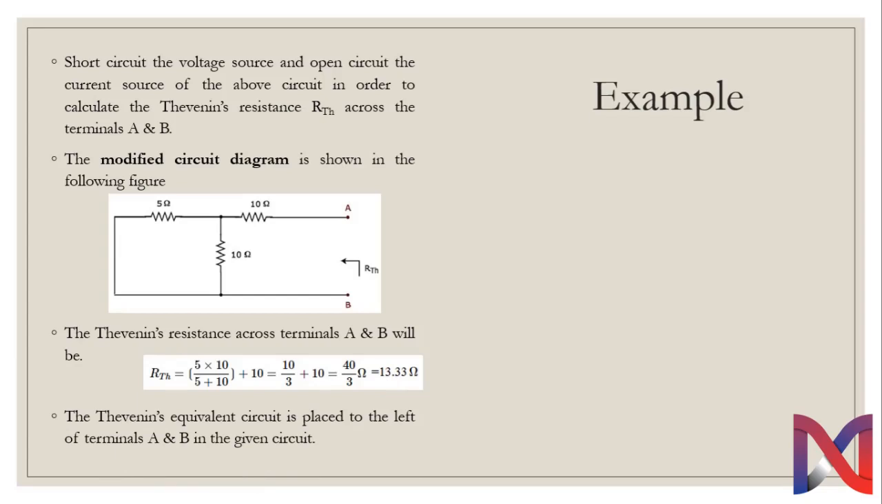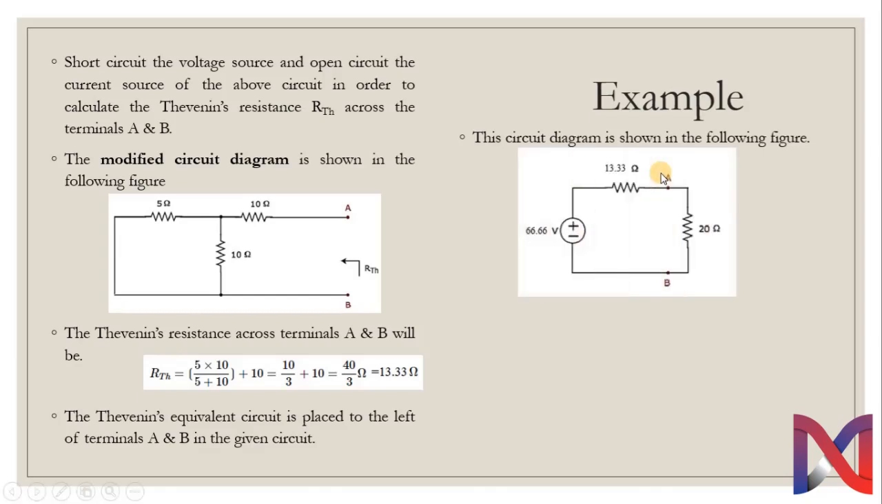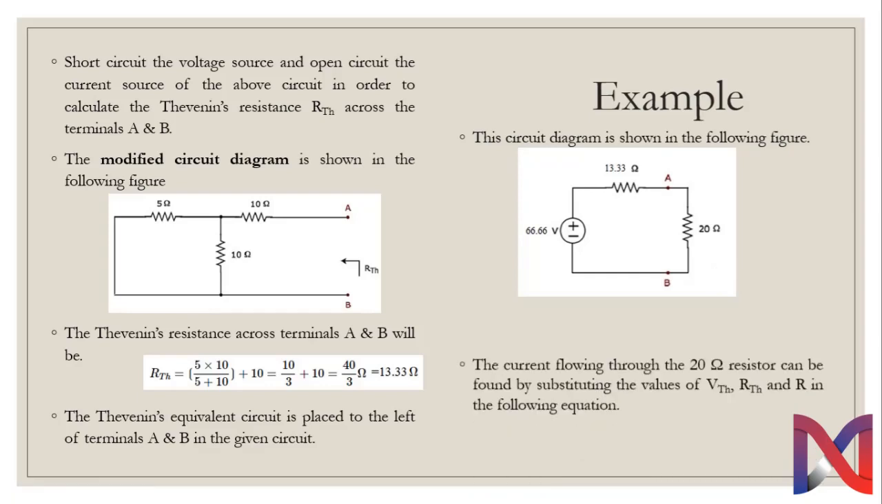This is the Thevenin equivalent circuit and is placed to the left of terminals A and B of the circuit which was given. Therefore, the circuit diagram will be as VThevenin, which is 66.66 volt, RThevenin, which is 13.33 ohm, and 20 ohm load resistance. This is our final circuit after simplification through Thevenin's theorem.